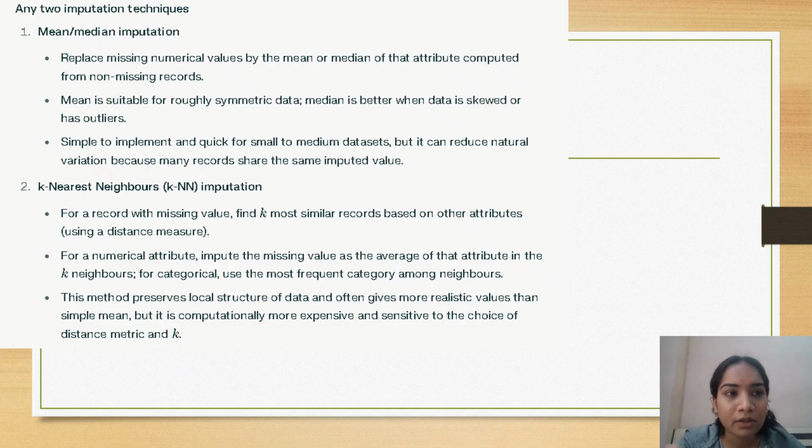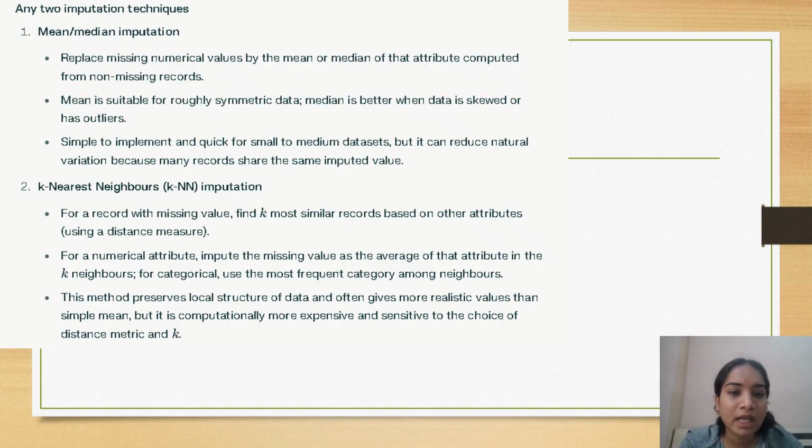Now in part B, this topic also comes: any two imputation techniques. So technique 1 is mean or median imputation. Replace the missing value with the mean or median of that column. And second, it works well for numeric data. This mean or median imputation works well for numeric data, and the median is preferred when data has outliers. For example, if the height column is missing, fill with mean height.